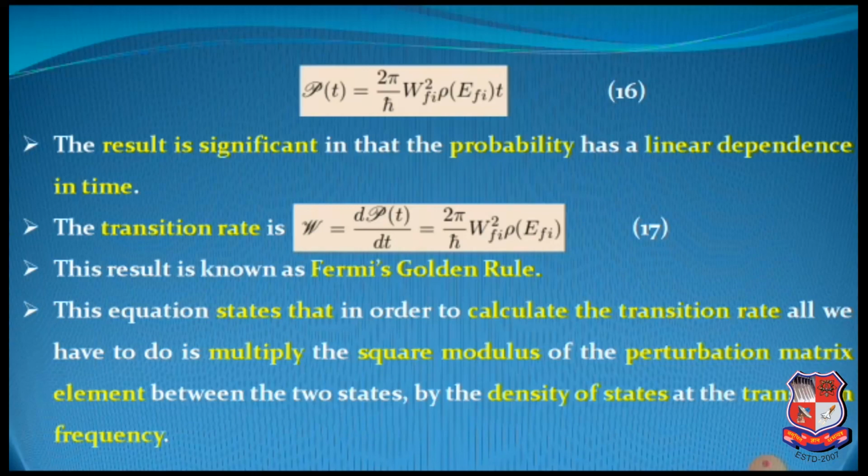This equation states that in order to calculate the transition rate, all we have to do is multiply the square modulus of the perturbation matrix element, that means the probability of electrons in different transition states between the two states, by the density of states at the transition frequency. So this was the detailed explanation of the theoretical model of Fermi's golden rule, with which the transition probability can be easily evaluated.